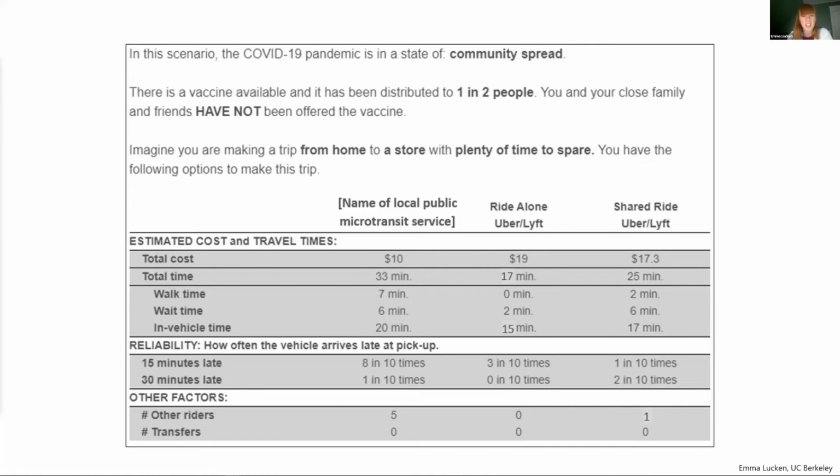You're given, just like in Uber and Lyft, an estimated arrival time, but these services often had delays past that time, even up to this level of 15 or even 30 minutes late. And then we also talked about the number of other riders on the vehicle and the number of transfers. And we looked at 7 modes, so including the public microtransit mode.